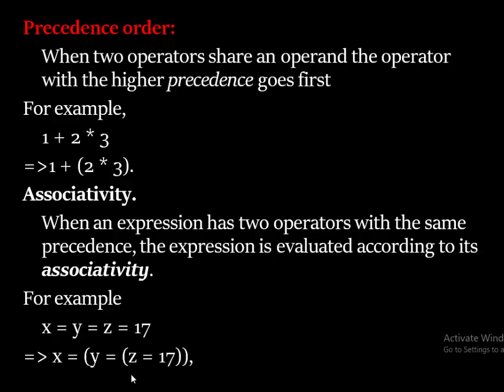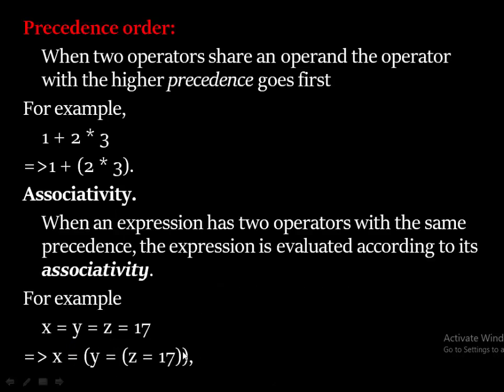The compiler will add the parentheses like this. As we know, the inner parenthesis or inner bracket will be evaluated first. So first z is equal to 17 will be assigned, or 17 will be assigned to z. After that this value will be assigned to y. After that the final value will be assigned to x. So this is the way of evaluating the expression.